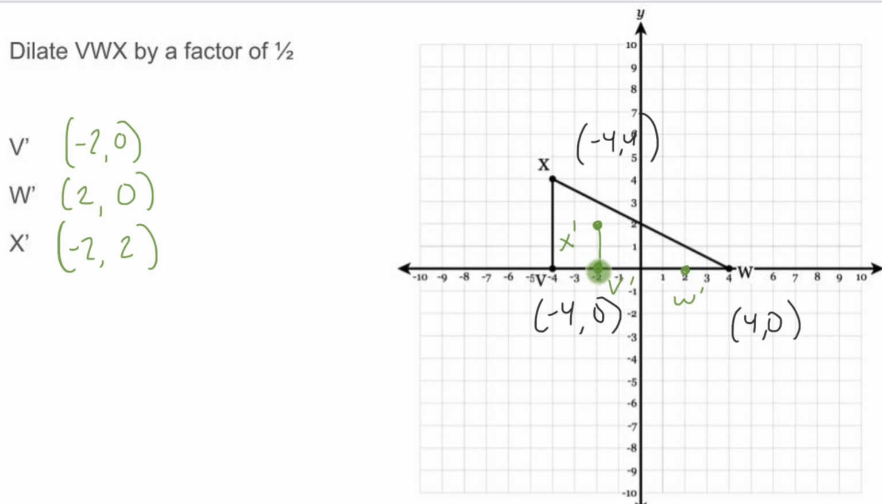So you can see the new shape is the same shape as the original. It's still a triangle, but it's half as big.